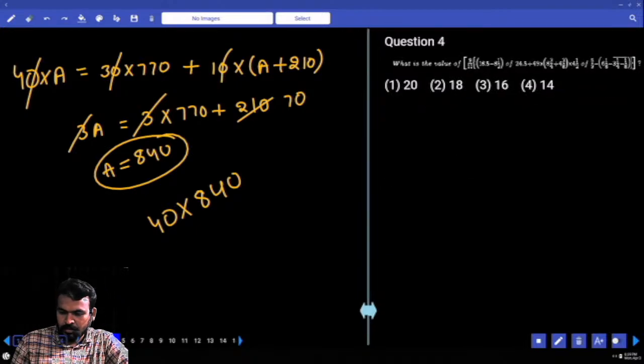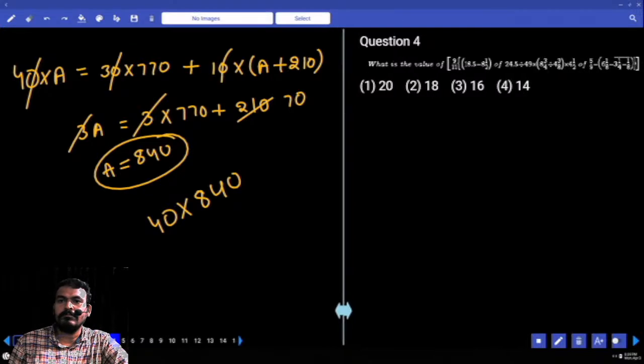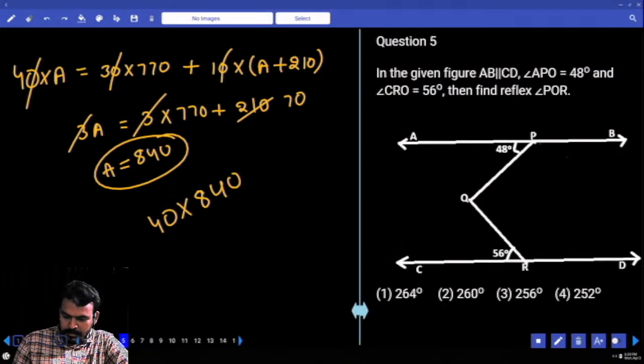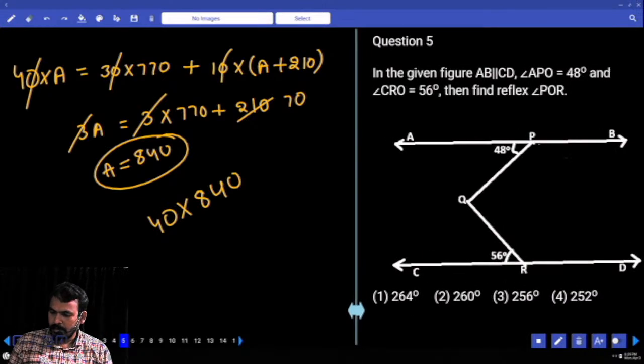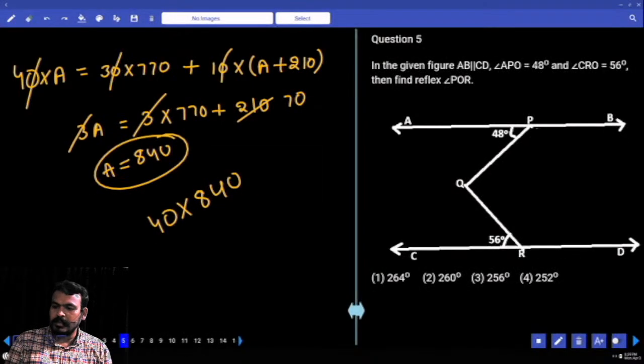Next, question number 4. Can I skip the fourth one? Next, question number 5. In the given figure, AB is parallel to CD. Angle APO equals 48, and angle CRO equals 56. Find the reflex angle of angle POR.